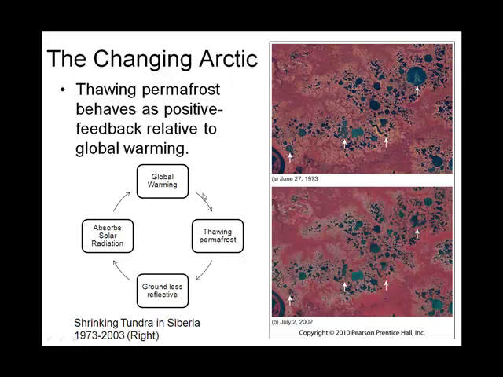So global warming, permafrost thaws, some of it does. That makes the region or the ground less reflective. That means that ground will absorb more solar radiation. That will enhance global warming. You'll have more permafrost thawing. You'll have the surface less reflective, the Earth absorbing more radiation, and you'll have more global warming. Okay, so we have a positive feedback going on here.